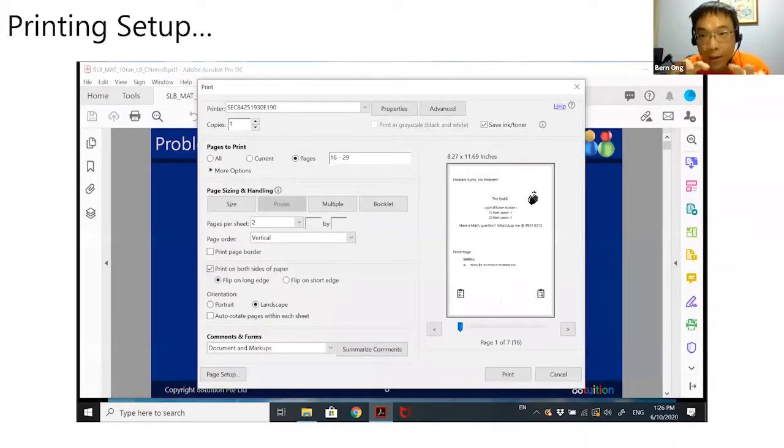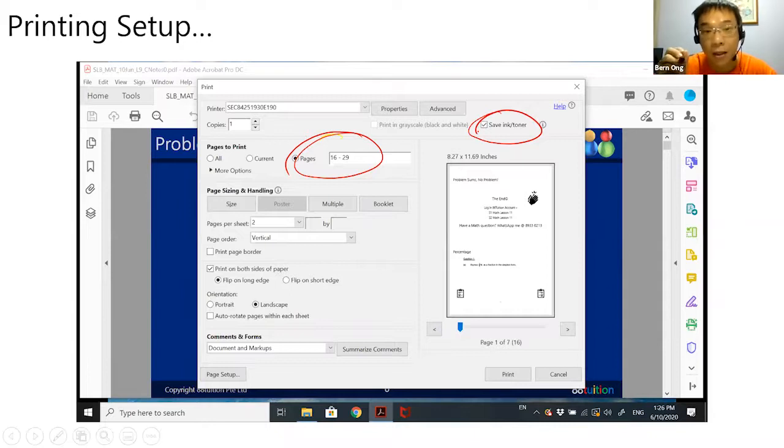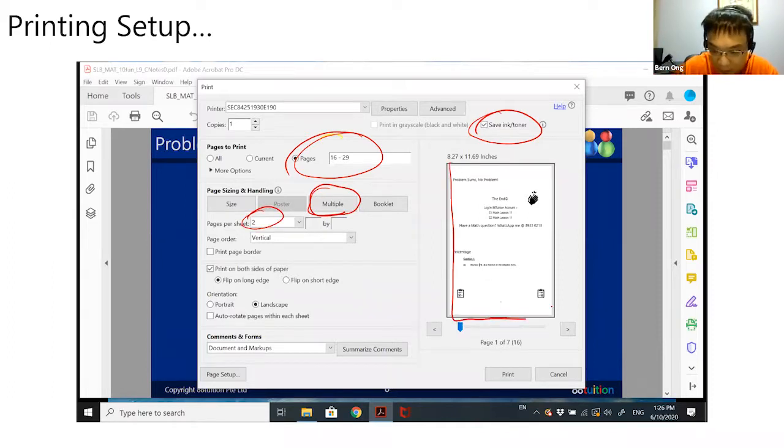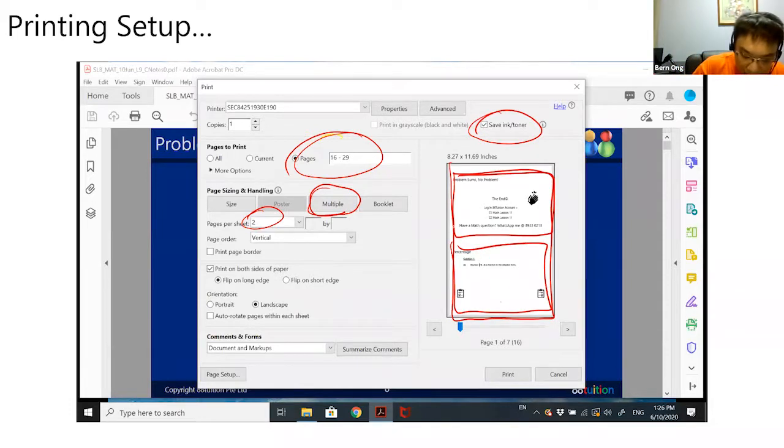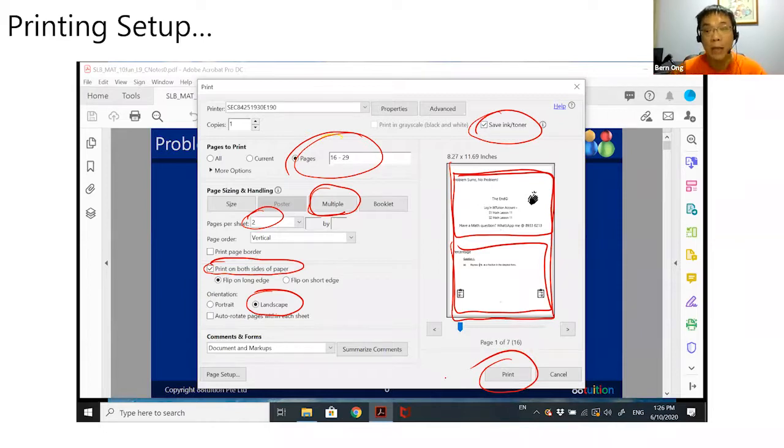When you open the file, you will go into this portion. You can click the print button. Print from pages 16 to 29, and please press on the save ink or toner option. Click on multiple and choose two slides on one piece of paper. Look at this sample: on top one and below one. This is called 2 on 1. Print on both sides of the paper, click on the landscape button and press the print button. Then you'll be able to print out the worksheet.